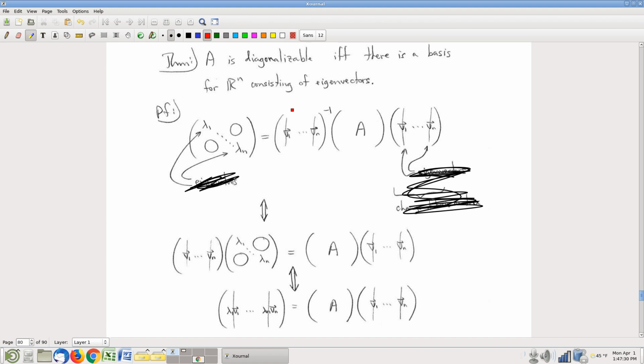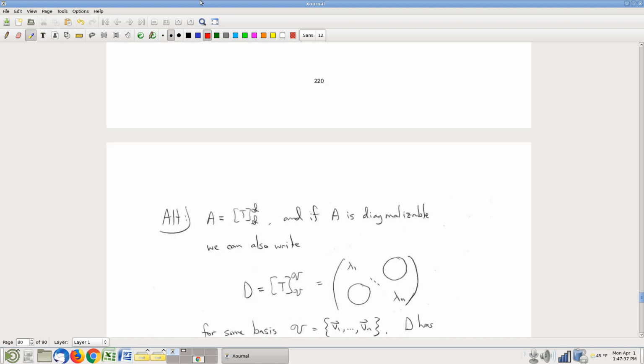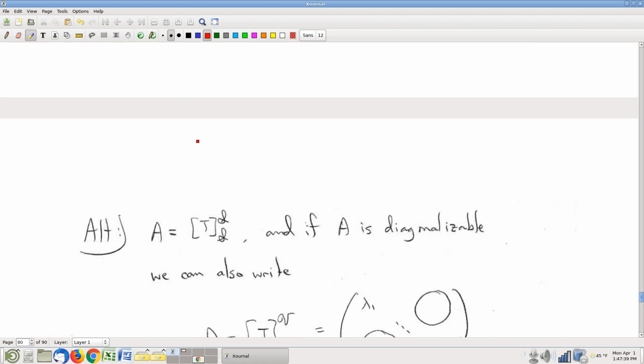But there is a different point of view that I like. Now, this next proof that I'm about to show you is not in the book. I think it's very cool, though. I want to encourage you to think about this point of view in addition to the one on the previous page.